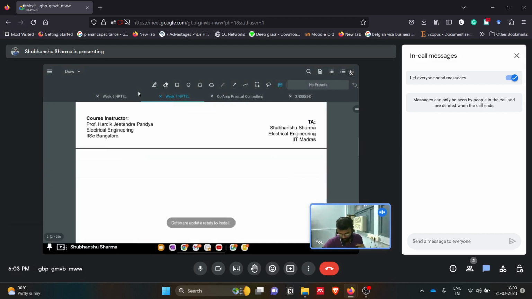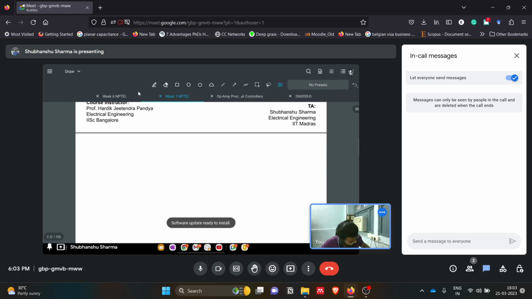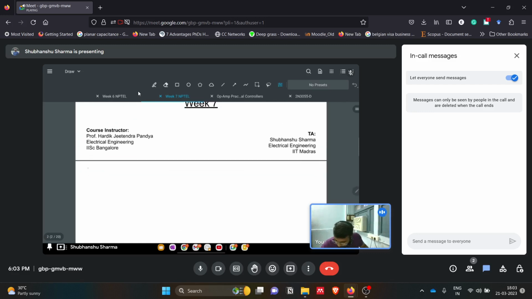Okay, so the aim of this: we had to design and build a temperature on-off controller. So this was our main aim. How can we use this? How can we realize this using our op-amp circuit? So we will look again.